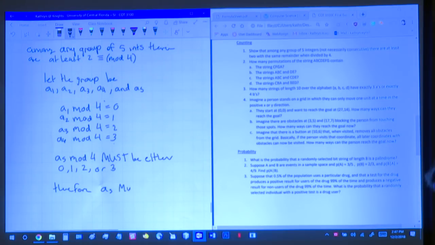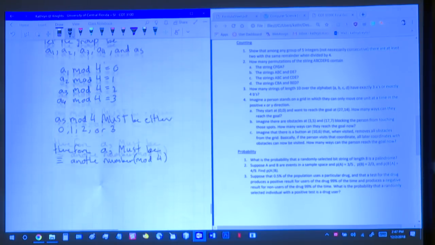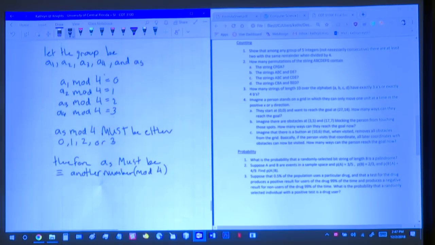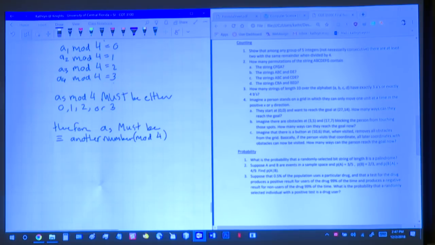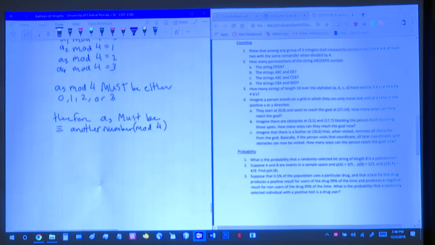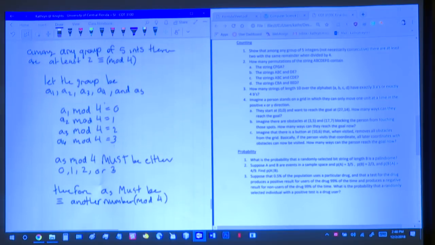A5 must be equivalent to another number mod 4. So basically that's all we have to say for that. Let me check to make sure. But yeah, that's basically all we have to do for this type of question.